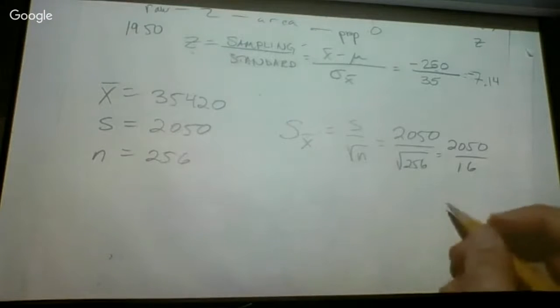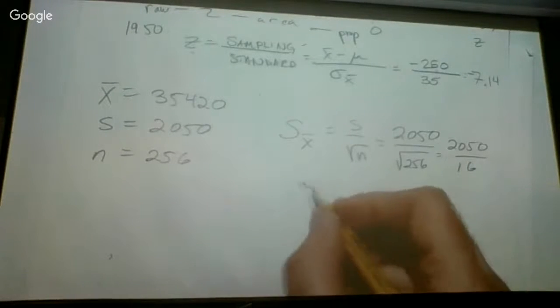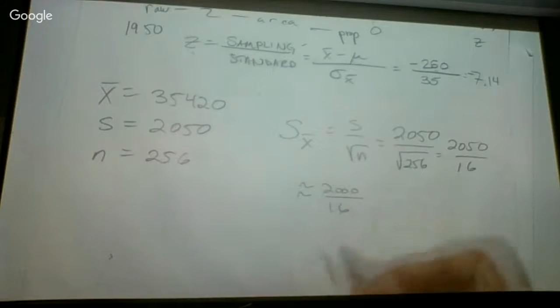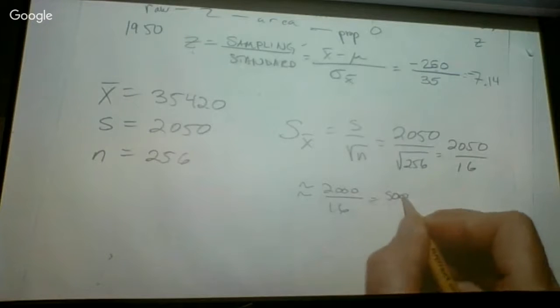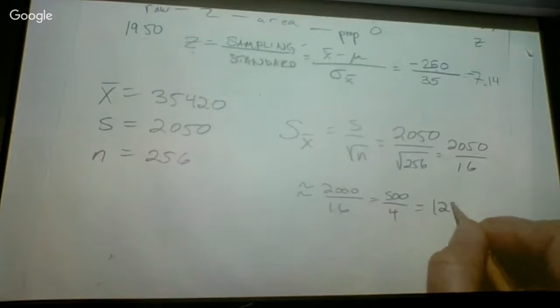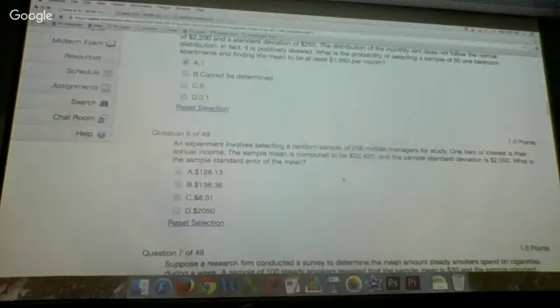Yeah. And then I looked at that and said 2050 is approximately 2,000. And I know 2,000 divided by 4 is 500 over 4. 500 over 4 is 125. So I'm looking for an answer around 125. As it turns out, there is an answer around 125. It's 128. That's because I don't have a calculator.